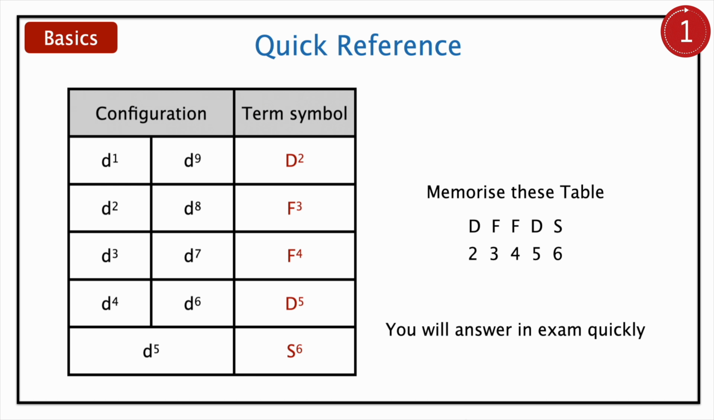Here I have given a quick reference for you. It will help you to solve the problem. Better you memorize this: the d electronic configuration and term symbol. Here you can clearly see similar configurations are grouped. For example, d1 and d9 have the same term symbol, D2. It is easy to memorize this table. Just write d, f, f, d, s. Write 2, 3, 4, 5, 6. So you can memorize easily. For the exam, memorization will help.